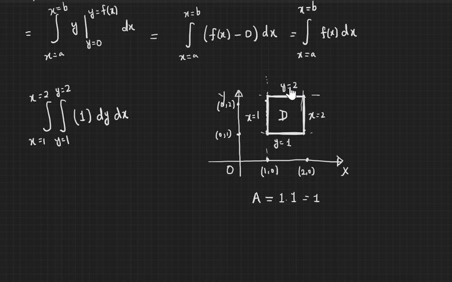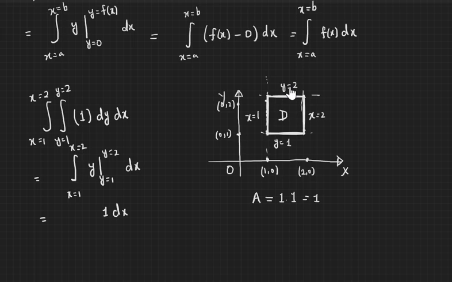Now if you evaluate this, integrating with respect to y first, taking the limits of integration y equals 1 to y equals 2, integration with respect to x remains the same, so that would be x equals 1 to x equals 2. Solving this, that would be 2 minus 1, so that becomes 1.